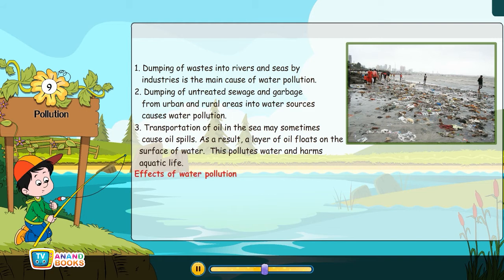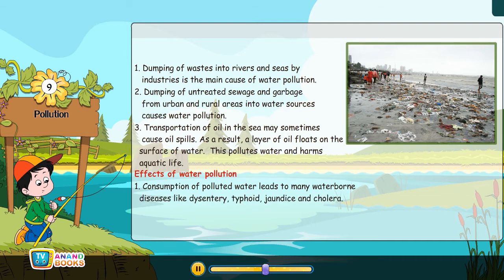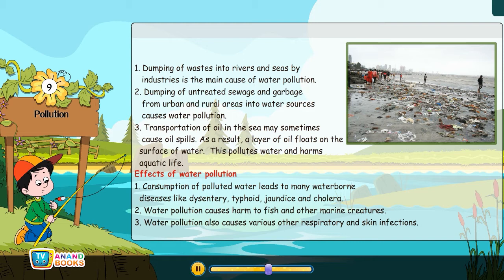Effects of water pollution. Consumption of polluted water leads to many waterborne diseases like dysentery, typhoid, jaundice, and cholera. Water pollution causes harm to fish and other marine creatures. Water pollution also causes various other respiratory and skin infections.